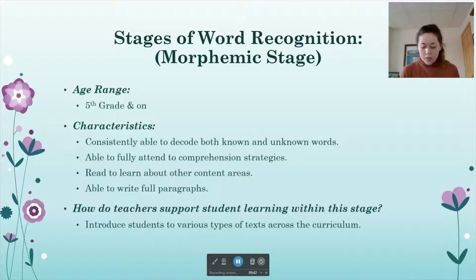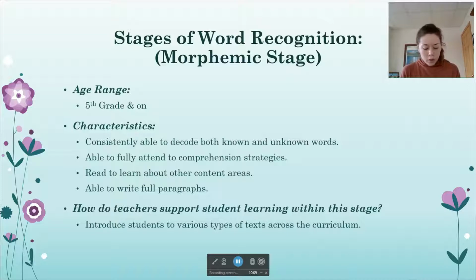The morphemic phase of decoding is also called the automatic phase of decoding. During this phase, students are consistently able to decode both known and unknown words and are able to fully attend to comprehension strategies. There's a difference this time. They don't just know words by sight, but they know their meaning, which is important. So teachers can help students grow by introducing them to various types of texts.